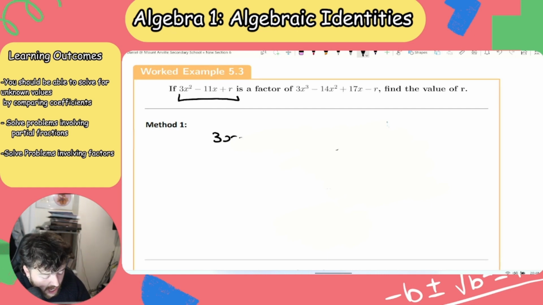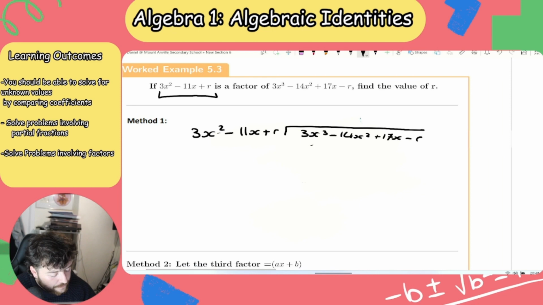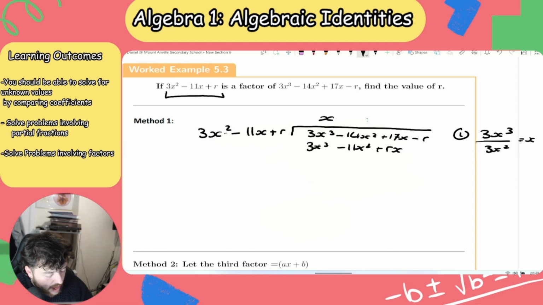So I have 3x squared minus 11x plus k. I'm going to divide this into 3x cubed minus 14x squared plus 17x minus k. So 3x cubed divided by 3x squared equals x. So I'm going to put that on top. x times 3x squared is 3x cubed. x times minus 11x is minus 11x squared. x times k is plus kx.